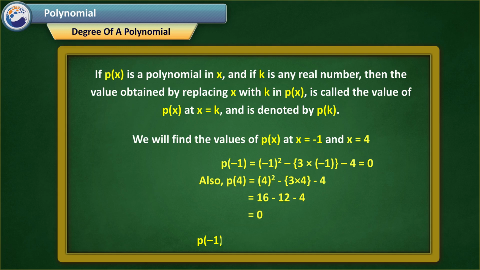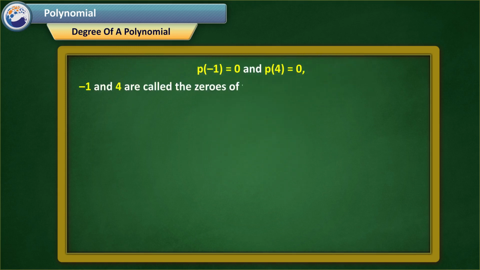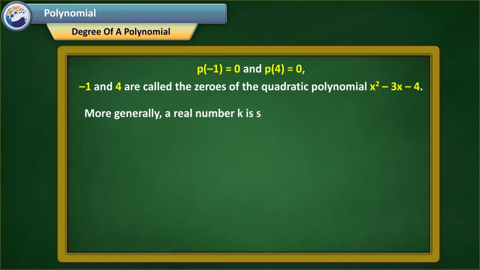As p of minus 1 is equal to 0 and p of 4 is equal to 0, minus 1 and 4 are called the zeros of the quadratic polynomial x squared minus 3x minus 4. More generally, a real number k is said to be a zero of a polynomial p of x if p of k is equal to 0.